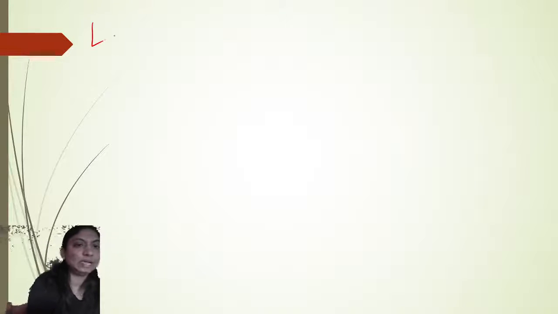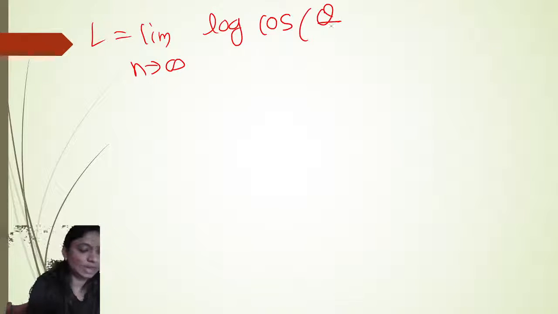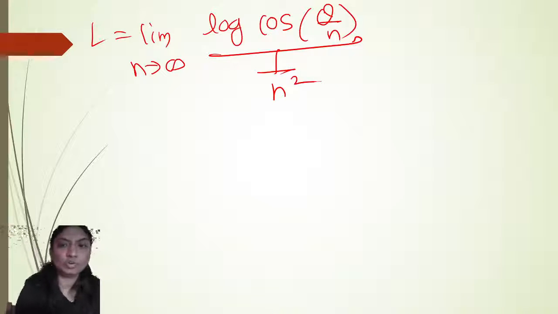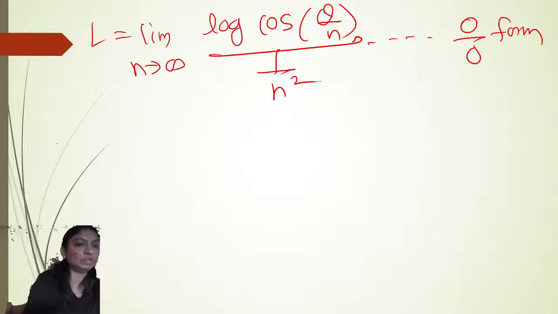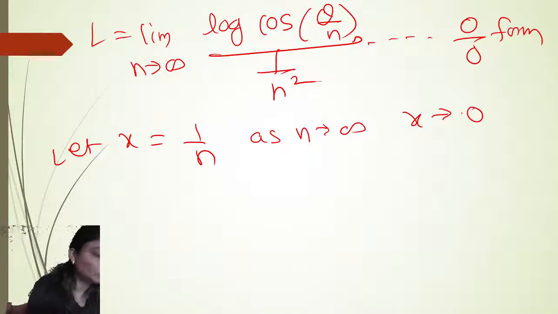We know that infinity into 0 form में तो convert करना है हमें 0 upon 0 form. So log L is equal to limit as n tends to infinity, log of cos of theta by n upon 1 upon n square. Now it is converted into 0 upon 0 form, right? 1 upon infinity is 0. So here is 0 upon 0 form. So let x is equal to 1 by n. So as n tends to infinity, x tends to 0, right?